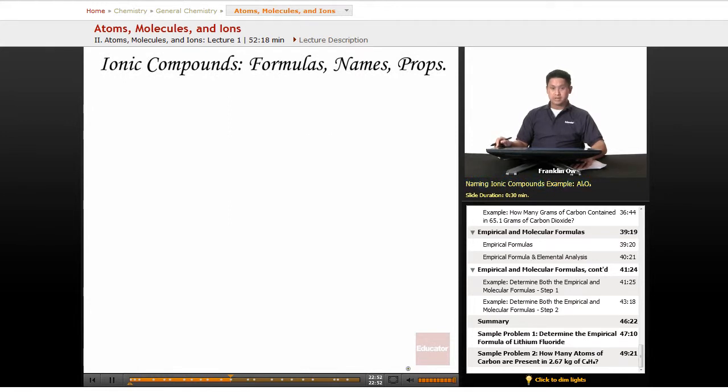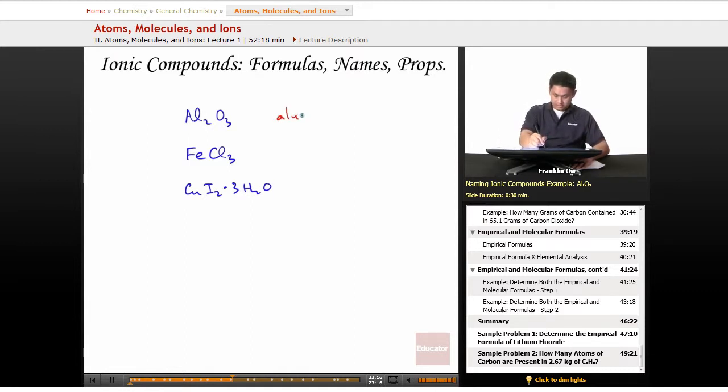Okay, let's go ahead and put everything together and do a couple of examples. Okay, so Al2O3. Okay, FeCl3. CuI2 dot 3H2O. Okay, so we're going to name the cation first. So Al2O3, that's going to be aluminum, followed by oxygen becoming oxide. Okay, FeCl3, so Fe is one of those we need to know. So iron, something in parentheses, and then chlorine becomes chloride.